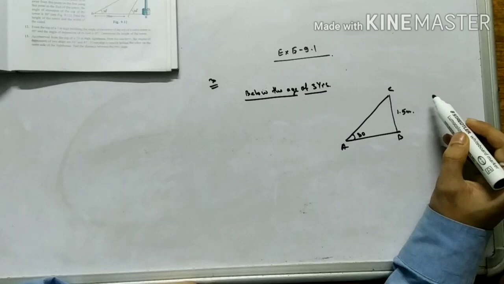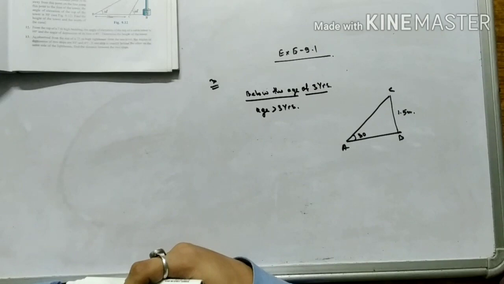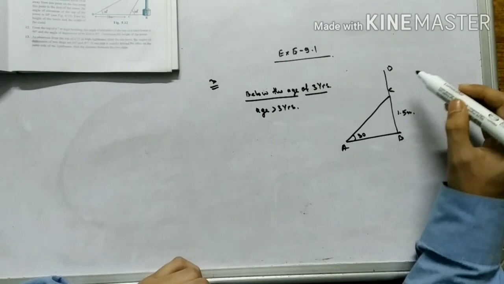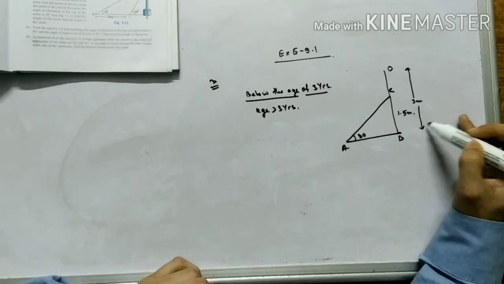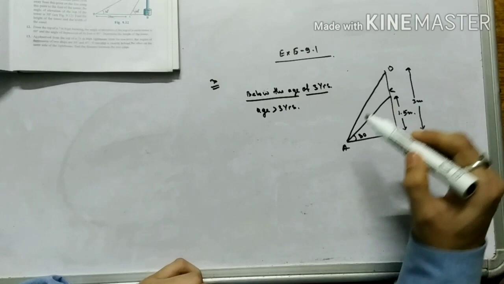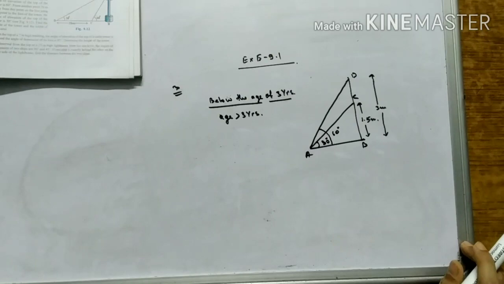Whereas for elder children, whose age is greater than 3 years, she wants to have a steep slide at a height of 3 meter. This is from here to here, whose height is 3 meter, and inclined at an angle of 60 degree to the ground. What should be the length of the slide in each case?